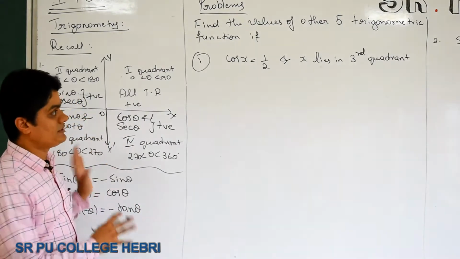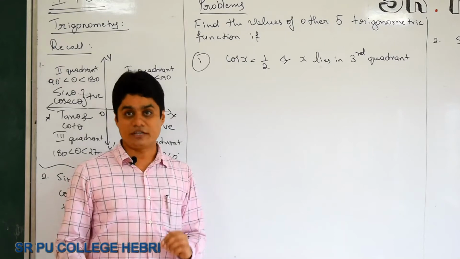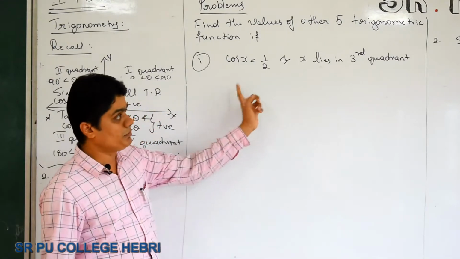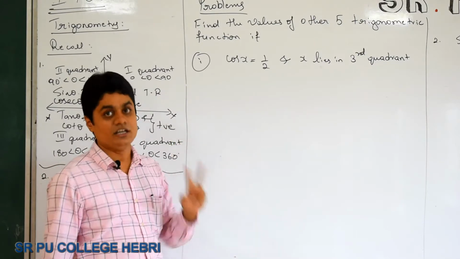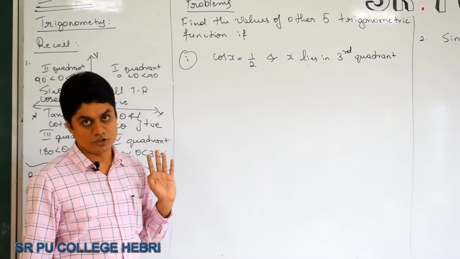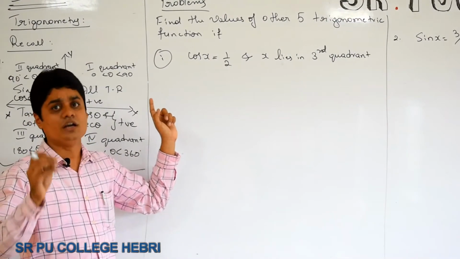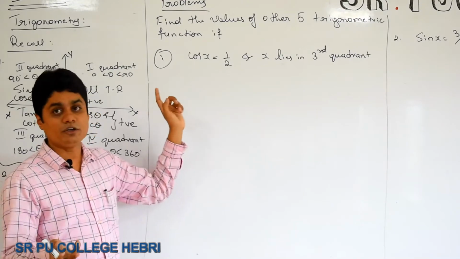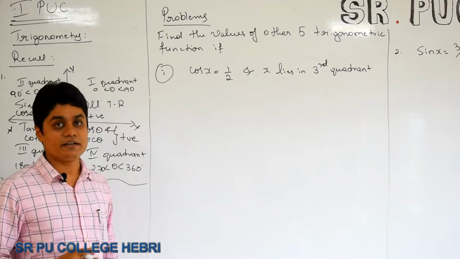Based on these concepts, I'm going to solve some very important problems. Three problems we'll solve out of the 5 problems in the exercise. If I solve 3, you're going to solve 2 problems as homework. Listen carefully, this is an important question for 3 marks or maybe 2 marks, based on the trigonometric ratios of different quadrants.